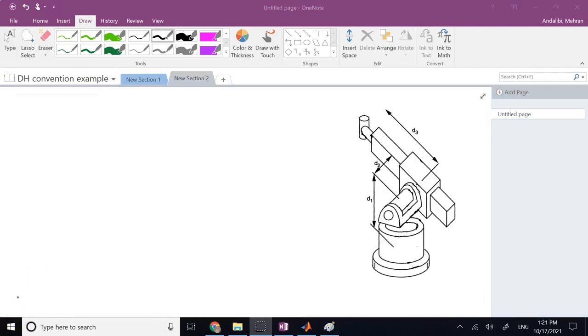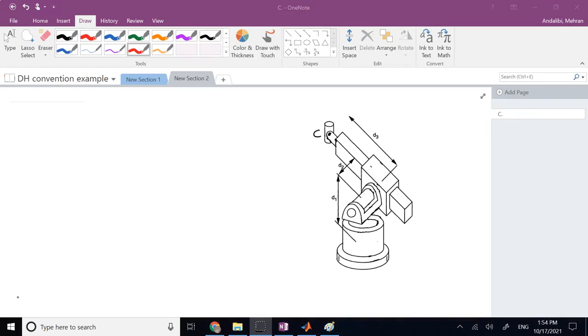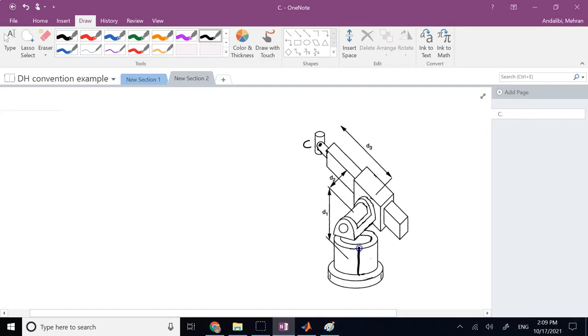So this is that robot without the spherical wrist. Let me add the base frame here. So the base frame was like this. This one was Z0, this one was X0 and this one was Y0. And the joint variables, if you remember, this angle was theta number 1. And then you had this angle here, which was theta number 2.